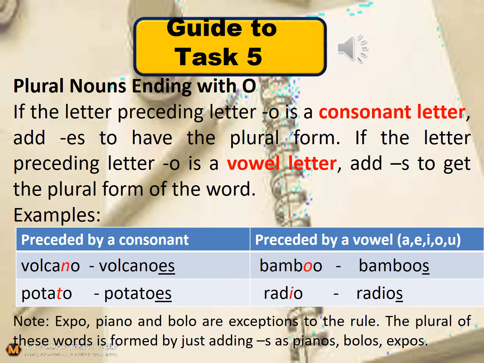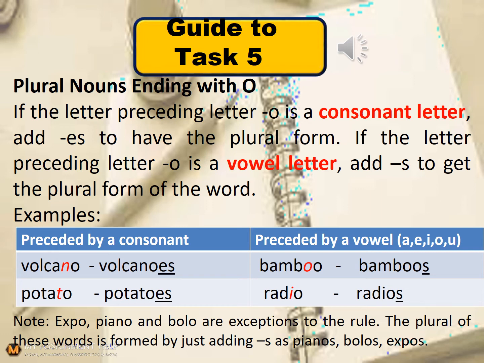Examples. Let's start with preceded by a consonant, volcano. So the word volcano, it ends with letter O. And what letter comes before letter O? That is letter N. And N is consonant. So preceded by a consonant, you will add es. It becomes volcanoes. Next example is potato. So the word potato, it ends with O, preceded by letter T, and T is a consonant sound. So it means that you will add es, potato, potatoes.